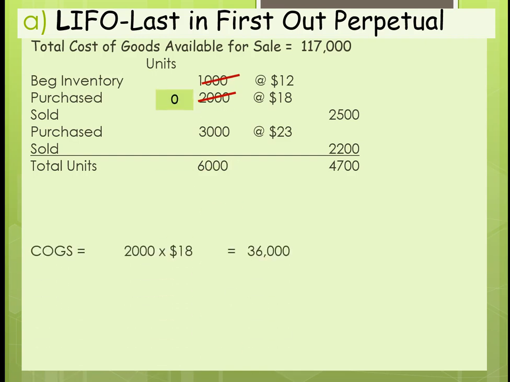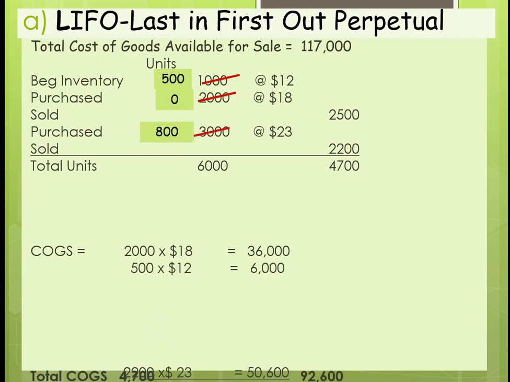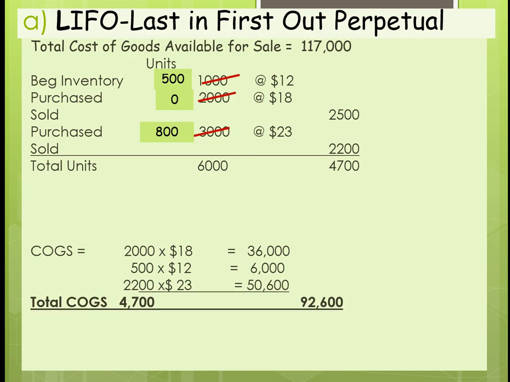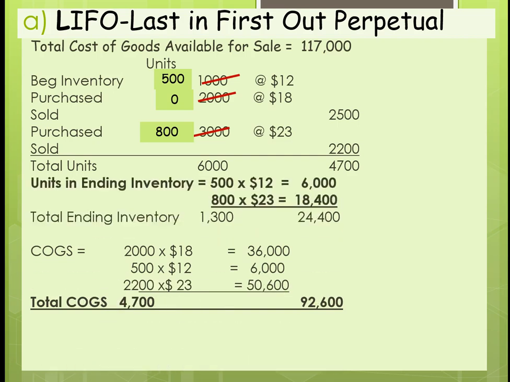And then we take 500 at $12. Now we make the sale of 2,200 units, and we're going to take that all out at $23. So there's our 1,300 units, but as you can see, what's ended up happening is we've got 500 in there at 12 and 800 at 23 because of when the sales were made. So now we've got our cost of goods sold. There's our ending inventory. And if you notice, when you add them up, we get our 117.